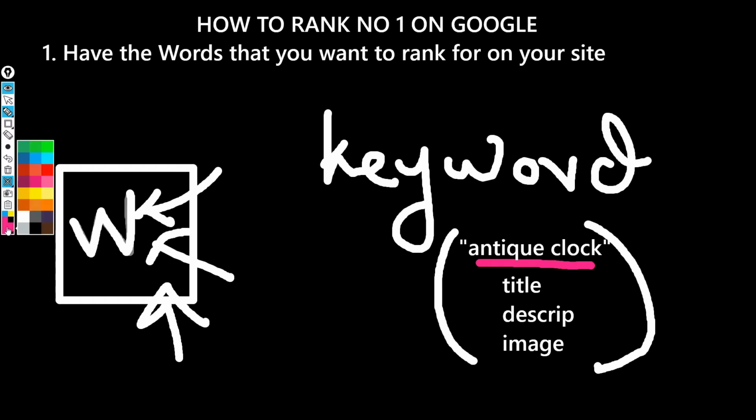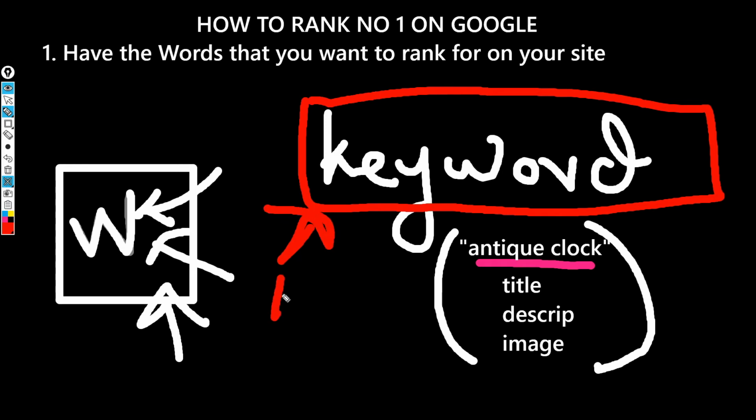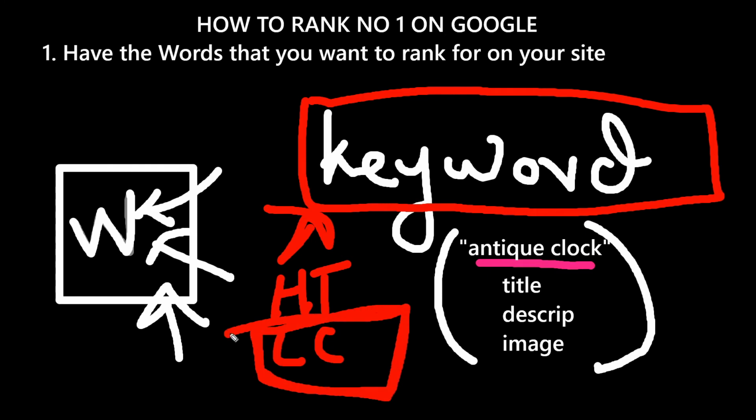And also make sure that whenever you are finding a keyword, you find a low competition keyword, which means people are searching for it, so high traffic and low competition. That means a lot of people are searching for this keyword on Google, but there are fewer websites about it, which means it would be easier for us to rank.